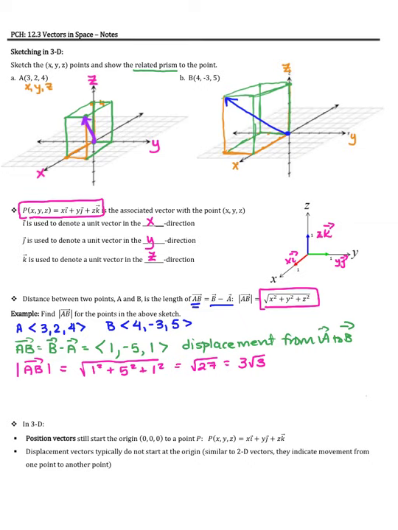So again, position vectors come out of the origin and they go to a particular point. Displacement vectors typically could start at the origin, but it's not really necessary. It's just the distance between the heads of 2 vectors.